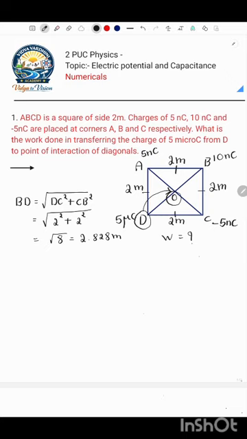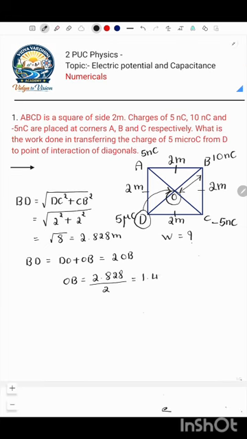Now we have calculated BD. But BD is the sum of DO plus OB. Therefore, we can write this as 2 times OB. To know the length of OB, I write OB is equal to 2.828 divided by 2, which is equal to 1.414. The unit is meter. Now we have calculated this.